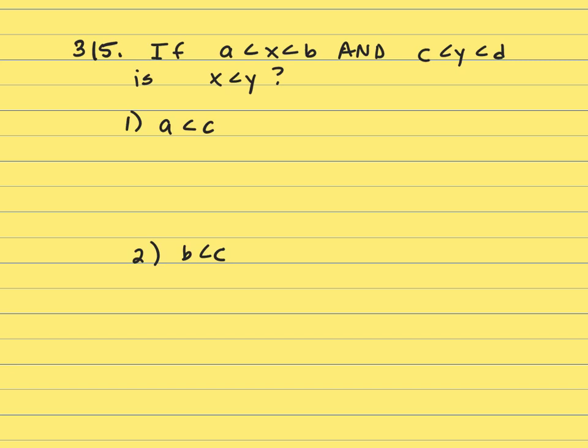Okay, we're trying to figure out if X is less than Y. And clue 1 says A is less than C. Well, that doesn't work because we're given these two things, and C is less than Y is less than D. That could be A is less than C, so let A be 1 and C be 2.